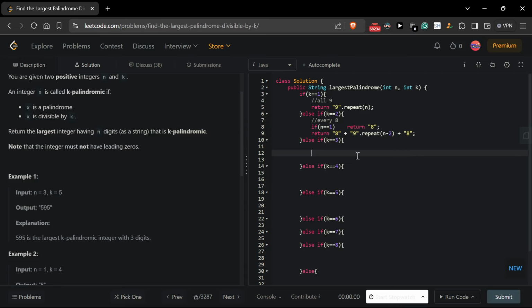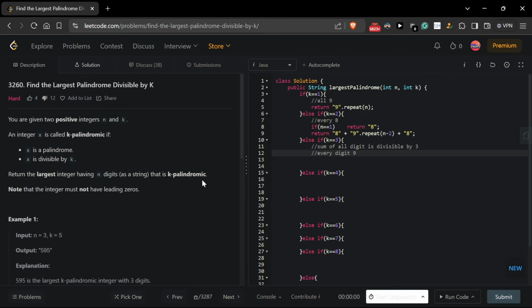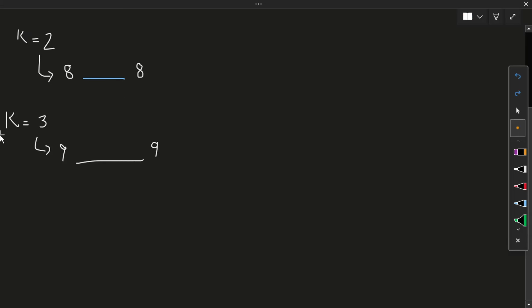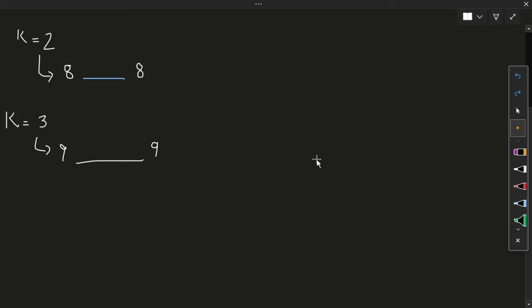If our k is 3, what is the rule for 3? The sum of all digits must be divisible by 3, so we can say the number is divisible by 3. So if we fill all values with 9, its sum will surely be divisible by 3. So just repeat 9 n times.